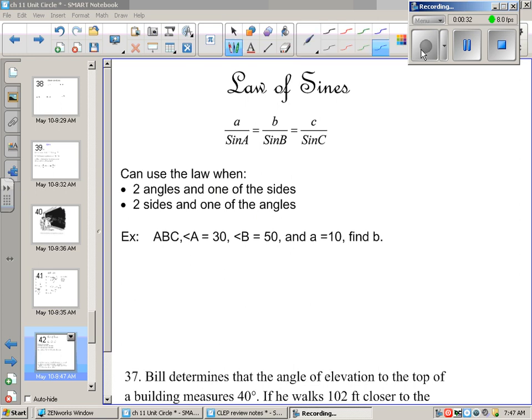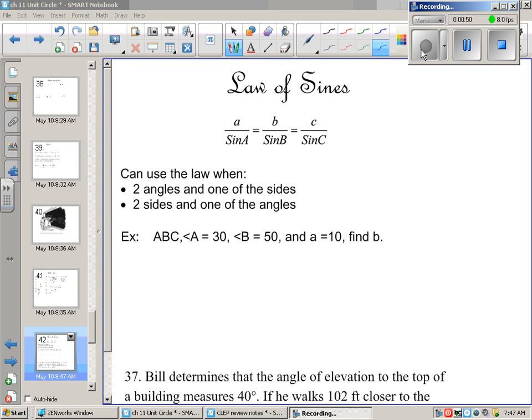So the law of sines, first of all, it's important to notice, you can use it when you have two angles and one of the sides. So you're given a triangle in some form or fashion, whether through a word problem, and they say to you, all right, you have two of the angles and one of the sides, or you have two sides and one of the angles.